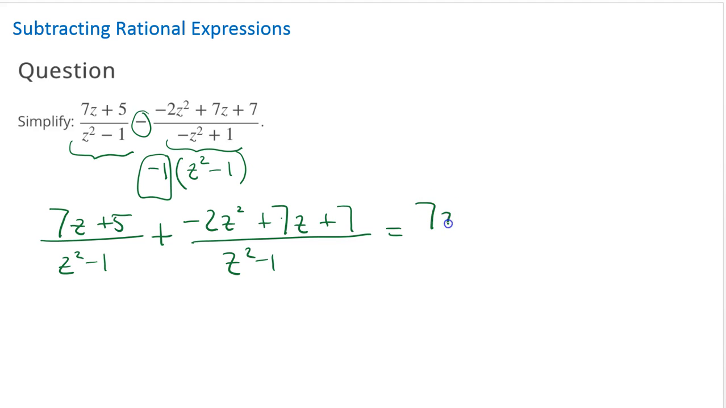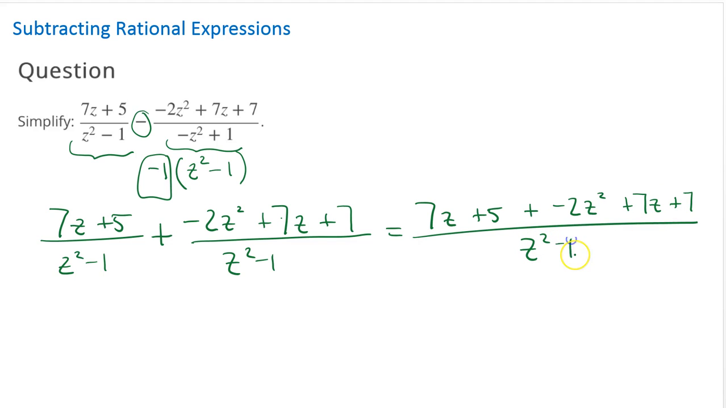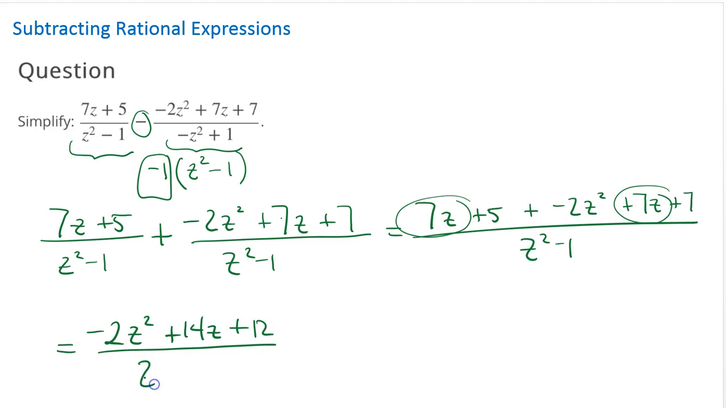So that gives me 7z plus 5 plus negative 2z squared plus 7z plus 7 divided by my common denominator, z squared minus 1. Now I add like terms. Now when I scan the numerator up here, I see the highest exponent is that z squared. I'm going to put it in the front, so negative 2z squared. Now I have a 7z and another 7z, so plus 14z. And then I have a 5 plus 7, so plus 12 divided by z squared minus 1.